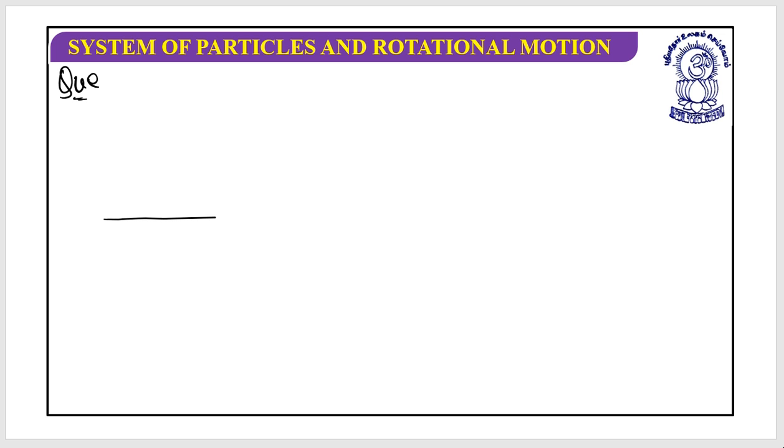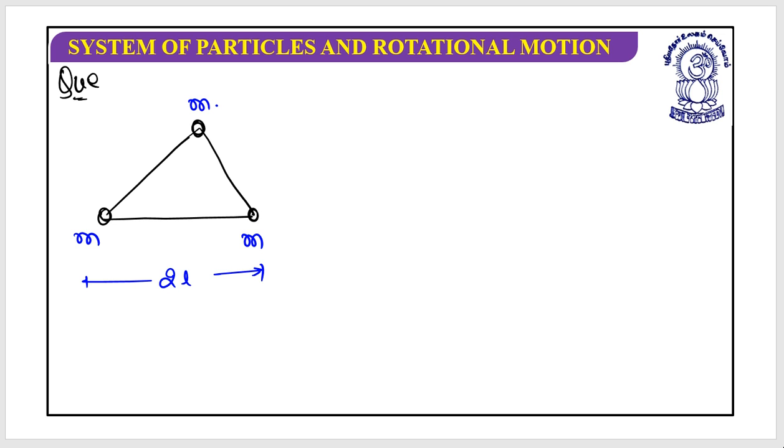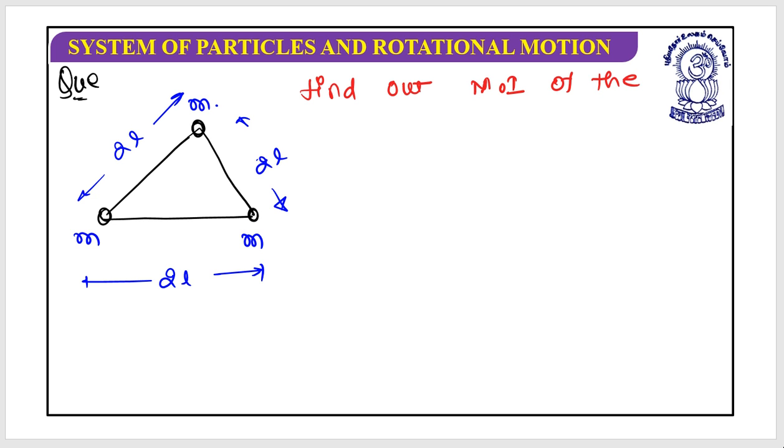Suppose the situation is something like this: this is a triangle. I could say it's an equilateral triangle, and point masses have been placed over the vertices. All these are three same masses. The dimensions of this triangle are 2l by 2l by 2l. Every side has a dimension of 2l. So what I need you to do is find out MI of the given diagram.